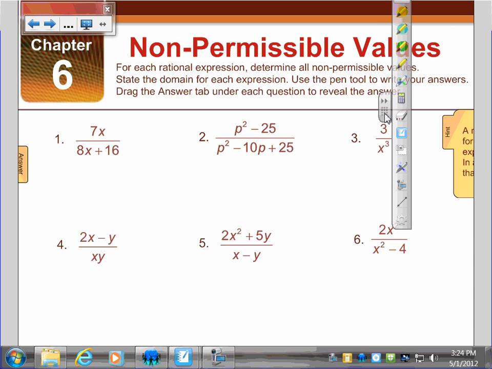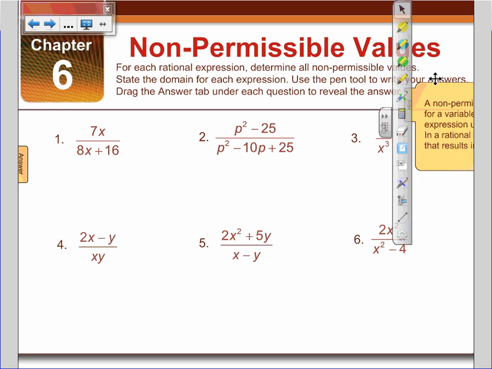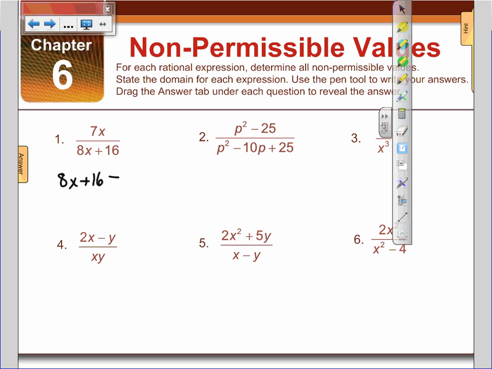So when we're looking for a restriction, what we're really saying is there's a non-permissible value. There's a value that would make the denominator 0, and we can't have that. So when we look at these expressions, when we're looking at the restriction on the variable, we are simply looking at the denominators. We're going to say that the denominator, at least in question number 1 here, cannot equal 0. So when we solve for the x in this case, we would say that x cannot equal minus 2.